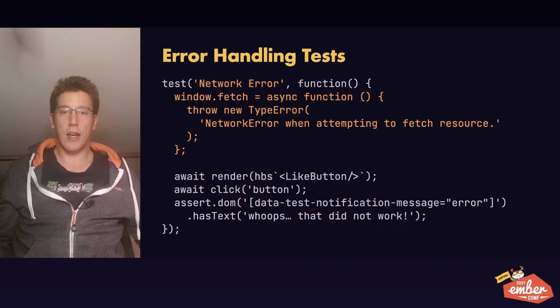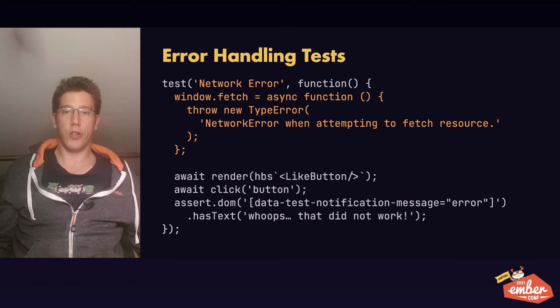To test this, unfortunately we can't use Mirage, because it does not appear to have the functionality built in to test network errors. But we can override and mock the fetch function manually instead. Here we override it with an async function that throws a type error, just like the real browser would.